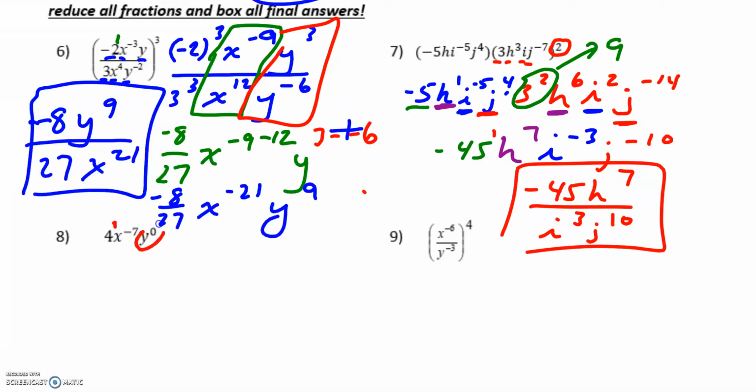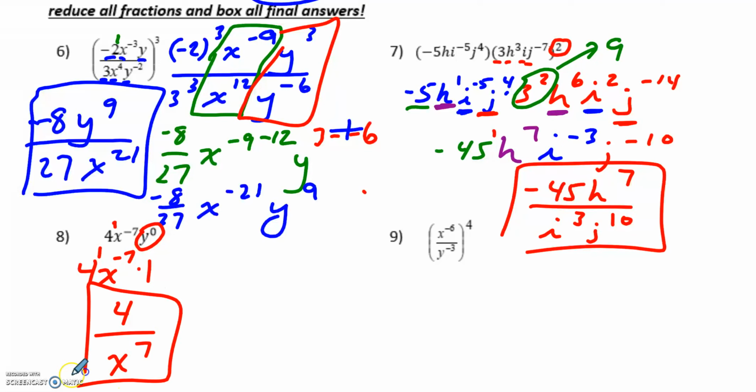y to the 0th is always 1. So this is really 4x to the negative 7th times 1. So this 1 really disappears. The only thing we have to do is flip the x to the 7th down. We do not flip the 4 with it because its exponent is a positive 1. So my answer will be 4 over x to the 7th power.